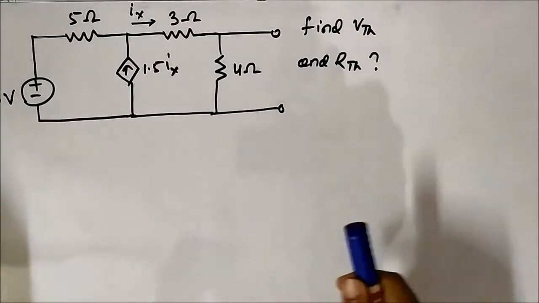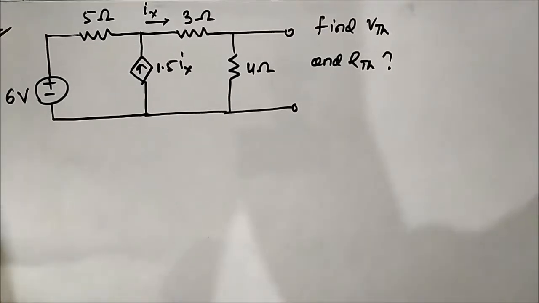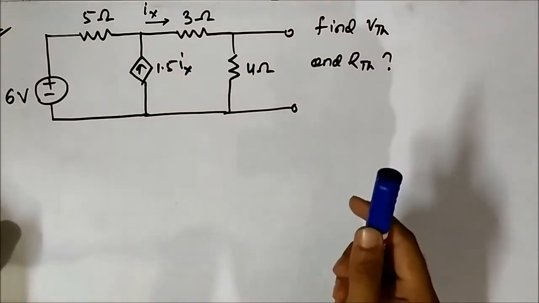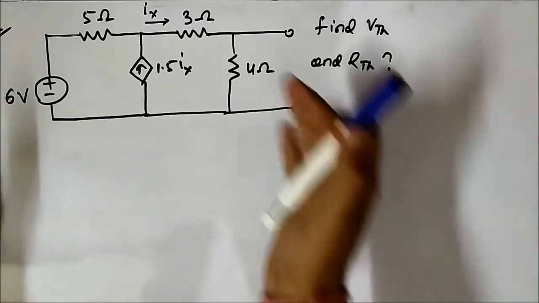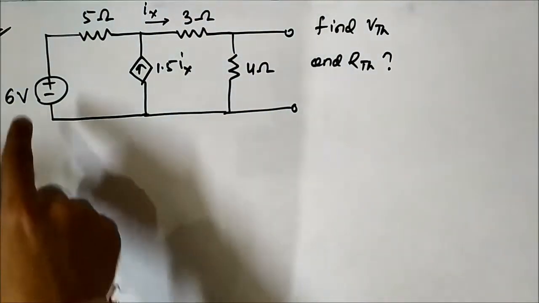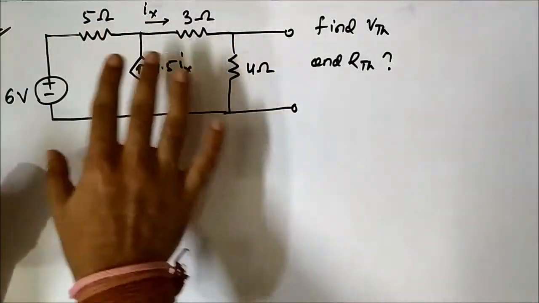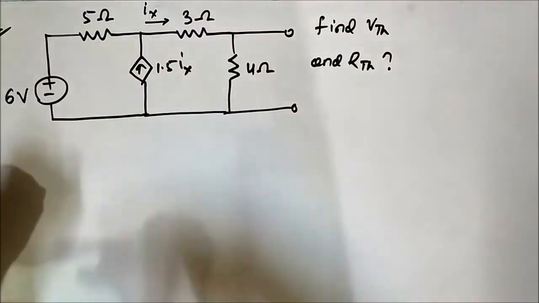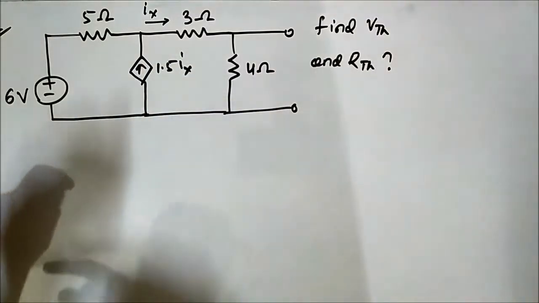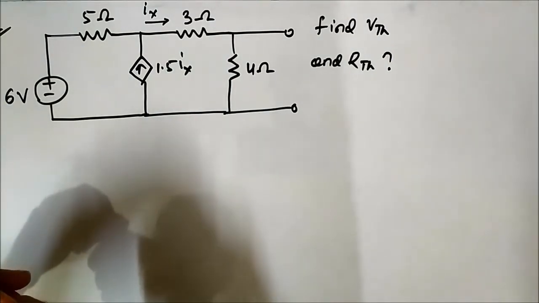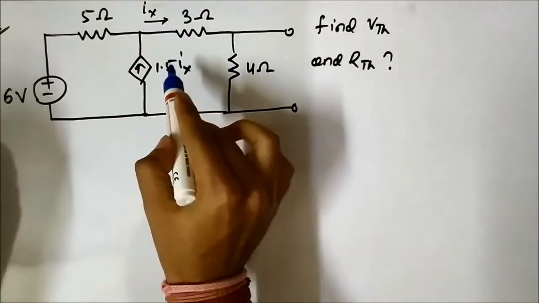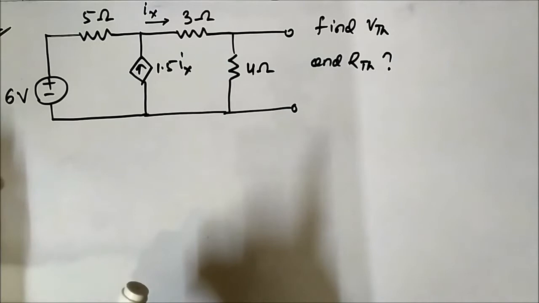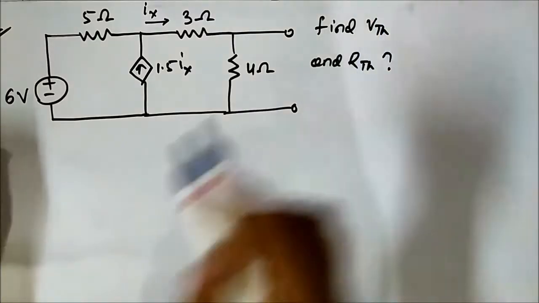So we'll continue our discussion with the application of Thevenin Theorem to circuits involving dependent sources. This is the second question which we are going to discuss. So again we have this circuit. It consists of an independent voltage source 6 volt, some resistors 5 ohm, 3 ohm, 4 ohm connected the way they are, and we have a dependent source which is a current dependent current source. It is dependent on the current flowing through the 3 ohm resistor. Now our objective is to find VTH and RTH.